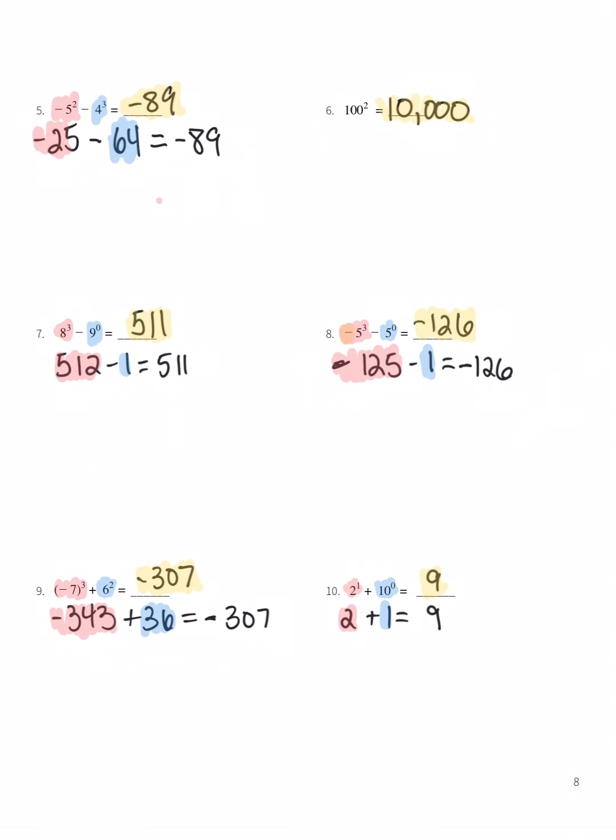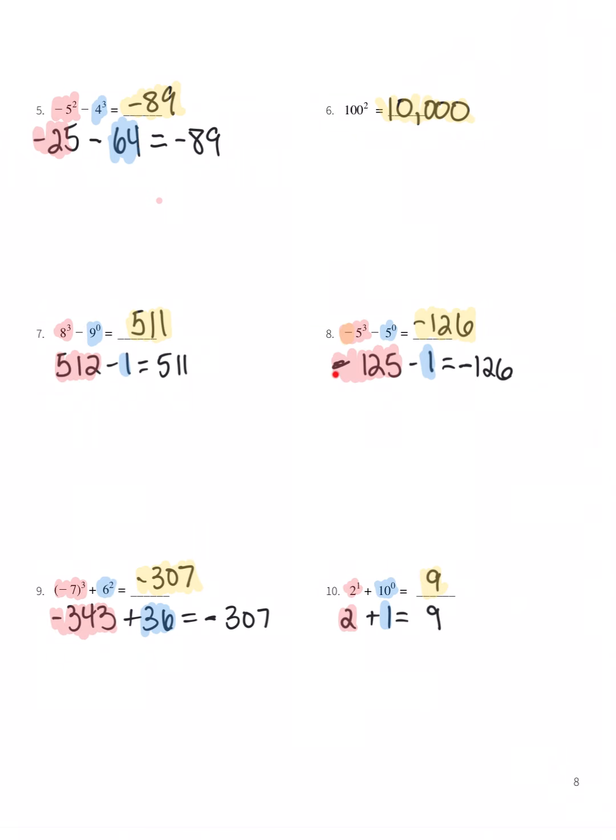So here we go. I highlighted this in red and this in red so you can clearly see that these two go together. 5 to the second power with this negative is -125. 4 to the third power would be 64. We have a negative number and we subtract, the number gets more negative. So the answer would be -89. 100 to the second power is 10,000. 8 to the third is 512. 9 to the power of 0 is 1. 512 minus 1 is 511.